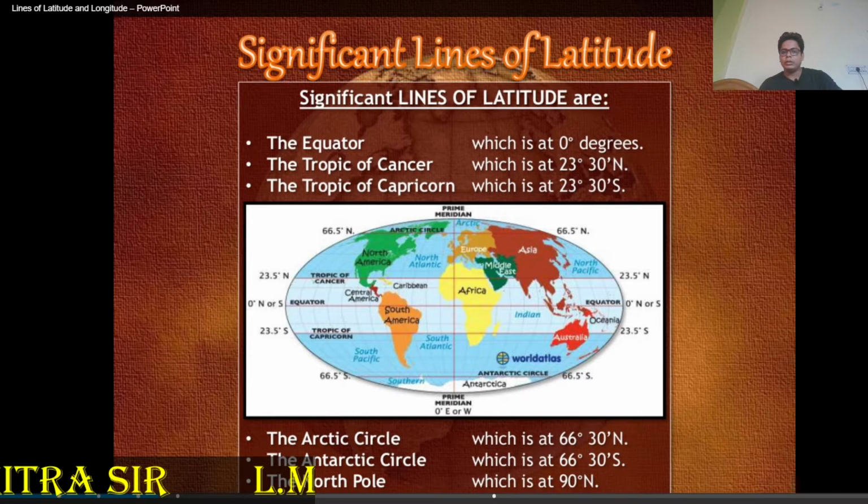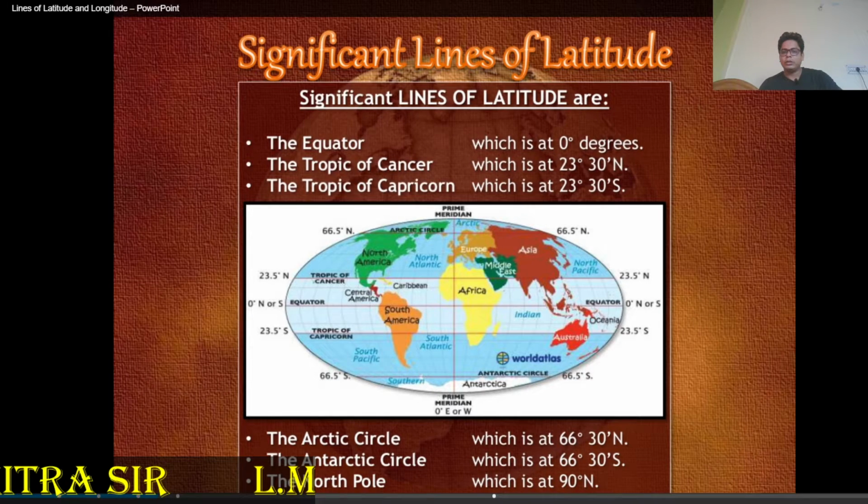Why is it the torrid zone? Because the temperature is very high in that area, as throughout the year this zone gets direct sunlight. So the temperature is normally high, and that's why it is known as the torrid zone.